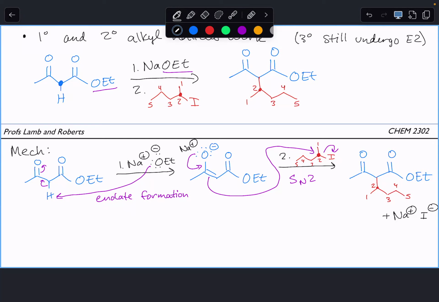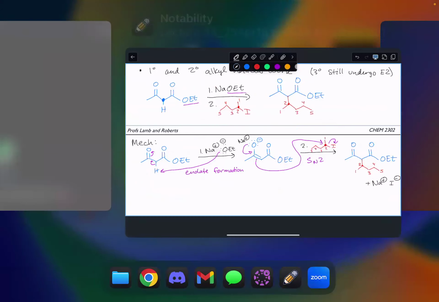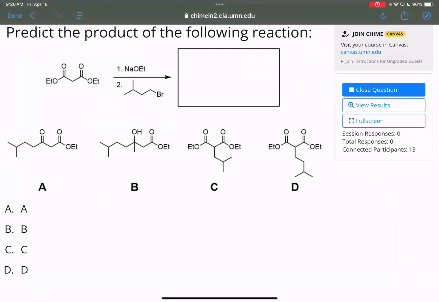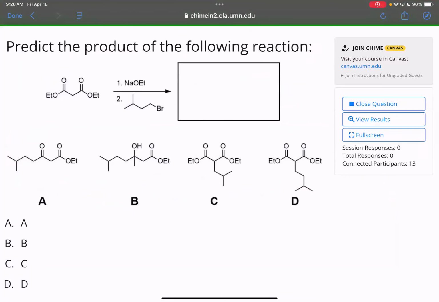Okay, let's do a timing question to see if this is making sense. Predict the product of the following reaction. So you're given this diester in this case, and then you're given some reagents. I would like you to tell me what the product is going to be. So again, make sure we count our carbons. Think about what's going to happen. Feel free to chat with your neighbors. See if they're getting the same answer as you.